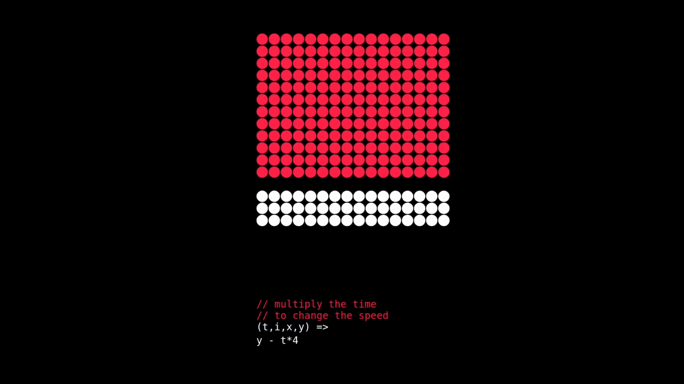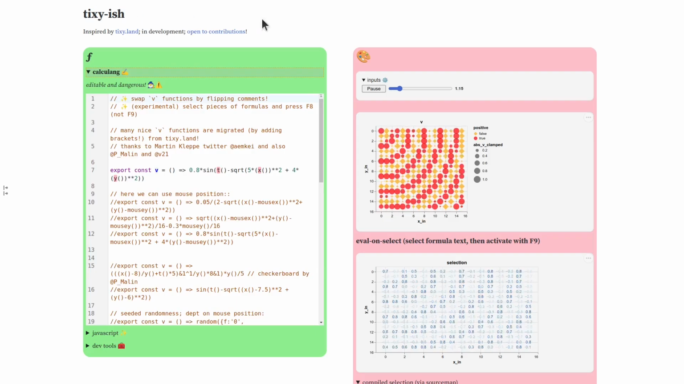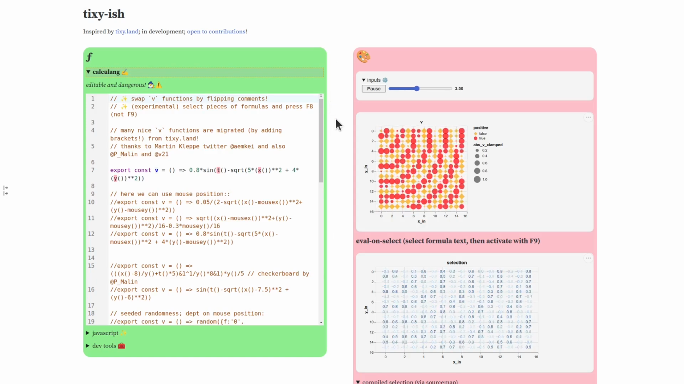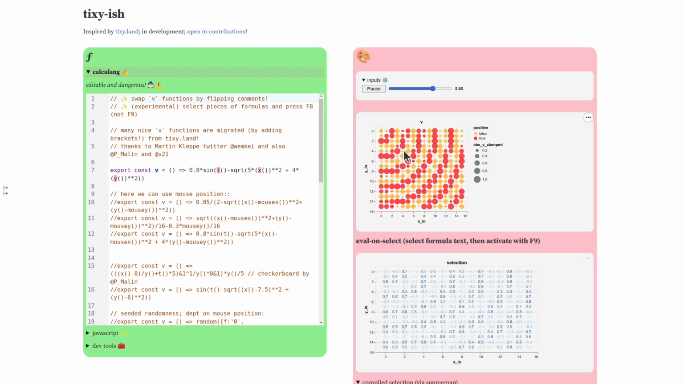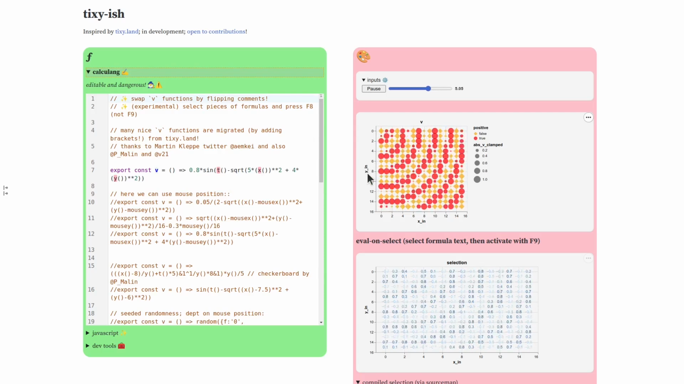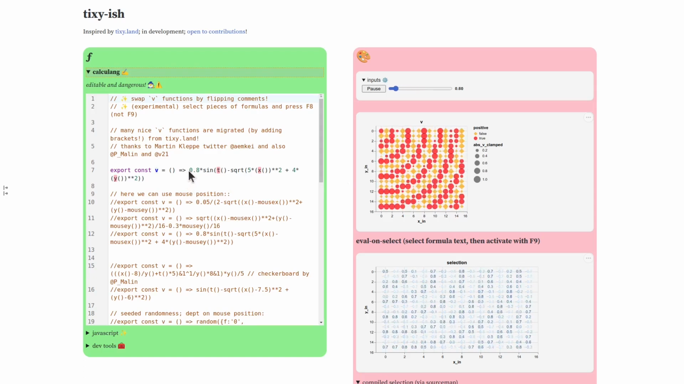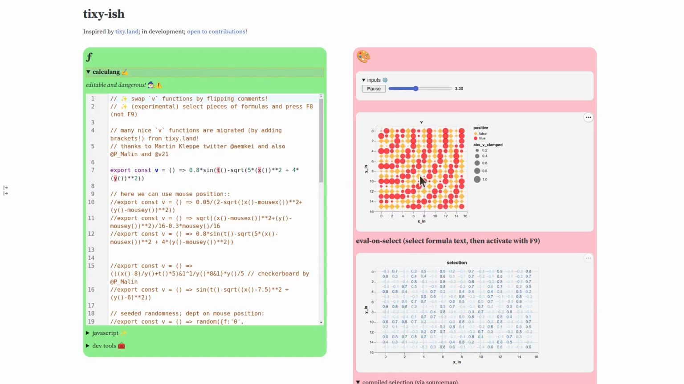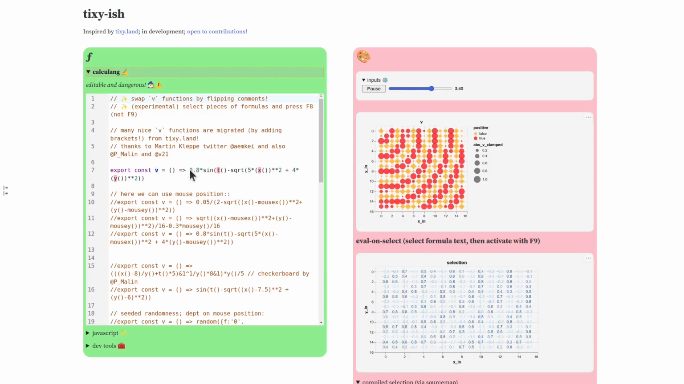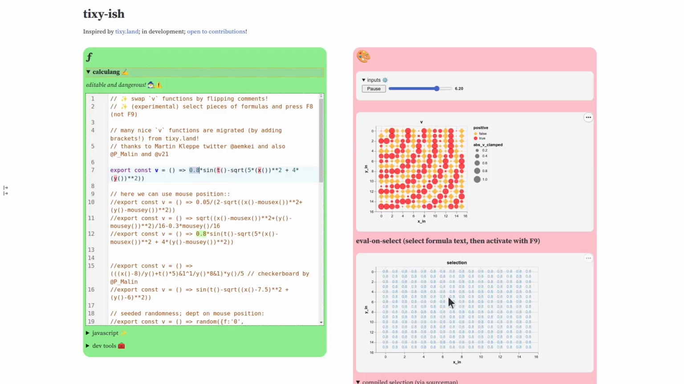Having cloned this in calculang, what tools do we have to help us understand what's happening? First of all, we have the visualization of the output, slightly different design, but it's essentially the same thing here. And everything in calculang is flexible, can be reused. So we can make multiple different visualizations. This is another one of the same thing. If I select different pieces of formulas and F9, then I see their value here.